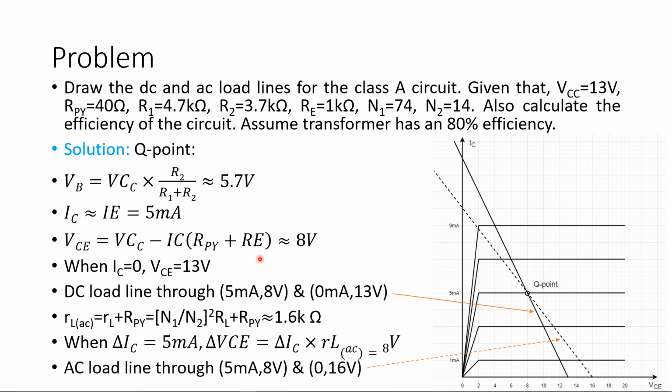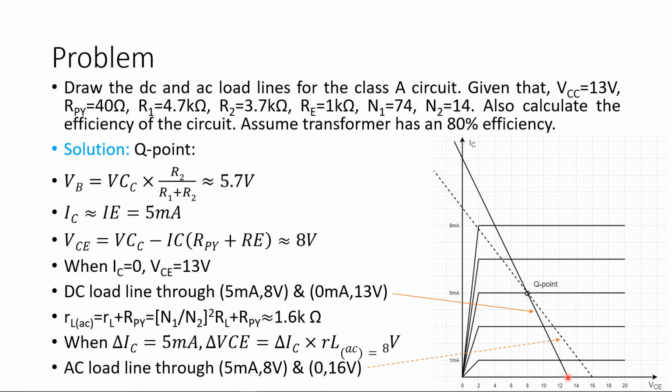In order to do so, we put IC equals 0 in this equation. By doing so, we get that VCE is 13 volt. So this gives us another point. When IC equals 0, the point will be on the horizontal axis. So VCE equals 13 volts. That means this is the other point.